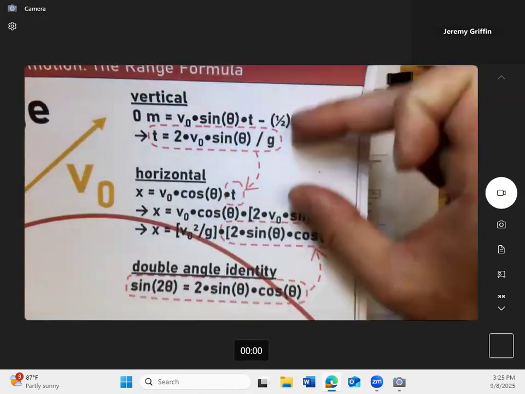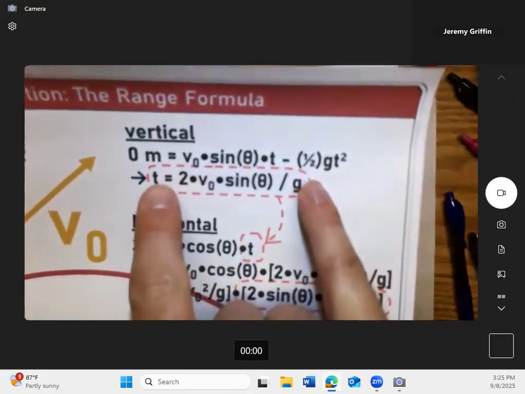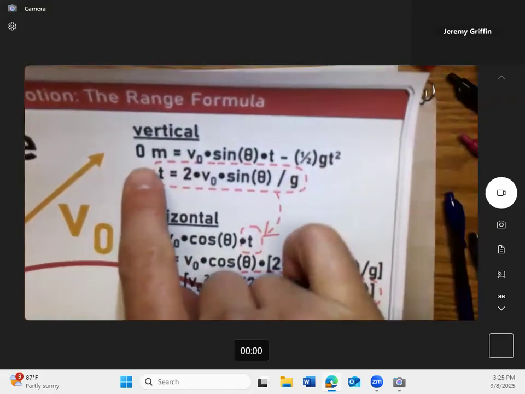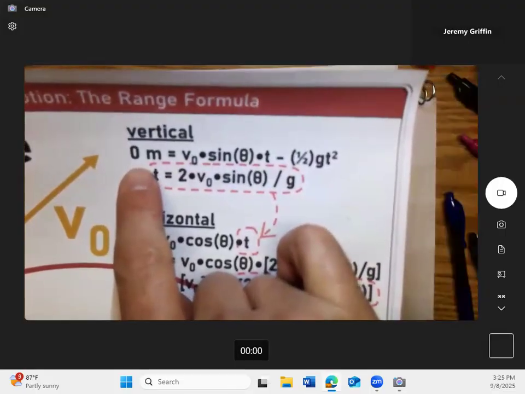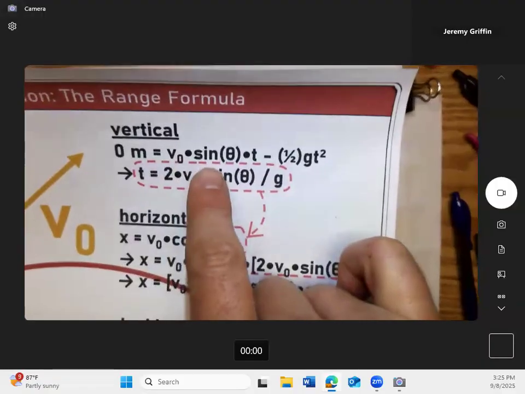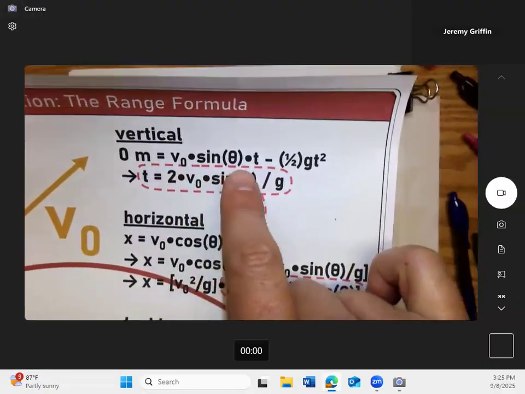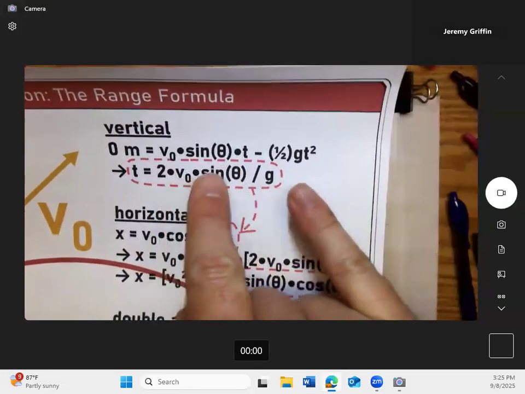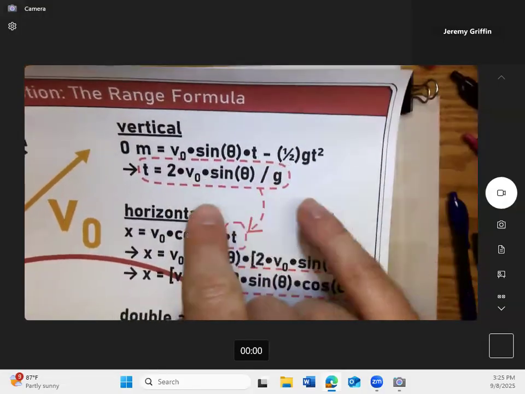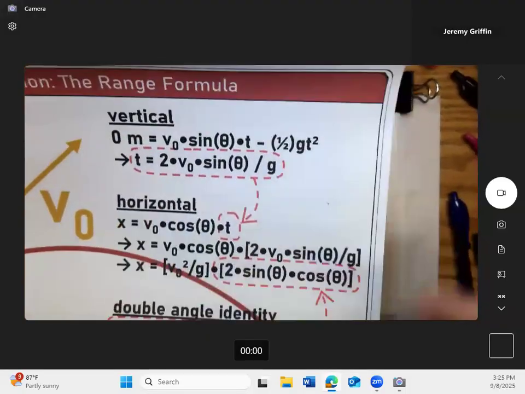So I got a vertical setup and a horizontal setup. Vertically, I'm going from the ground to the ground. Right. Starts on the ground, ends on the ground. That's 0 meters vertical. Okay. Got V naught sine theta, where V naught's the total blast speed, times t, minus 1/2 g t squared. Right. So I can solve for time. This is basically what we just did. This is just in terms of variables.